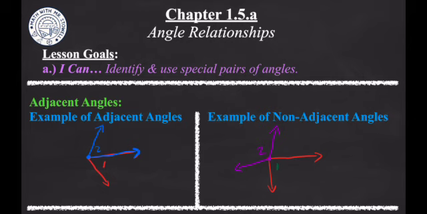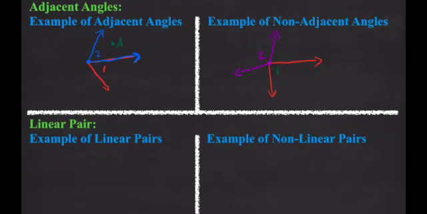Also notice what I had said earlier. There is no point that is interior to both of them. So if we have this point, let's call this point A. Point A is only in angle 2. It's not in angle 1. There's no such point that would be in both of them, interior to both of them.